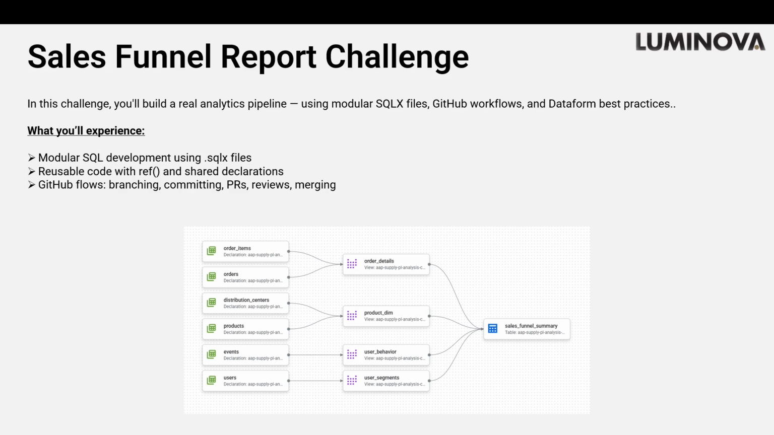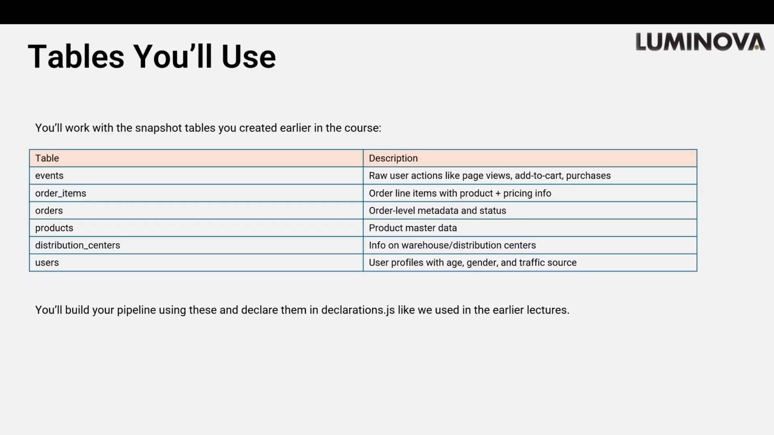strategy, folder structure. Here are the tables you'll be using: events, raw user activity like page views and purchases; orders and order items, transactional data; products and distribution centers, product metadata; users, user profiles with age and gender. All of these have already been declared, so you can reference them directly using ref.